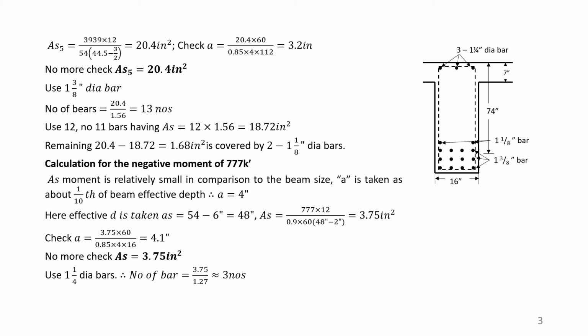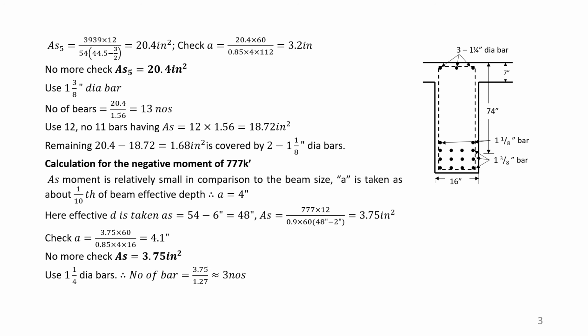A value is taken as 4, and in the AS equation we have put 77.7 moment multiplied by 12, divided by 0.9 as the phi factor, and 60 is Fy, and 48 is the effective depth, minus A by 2, that is 2. That gives us a value of 3.75 inch square.